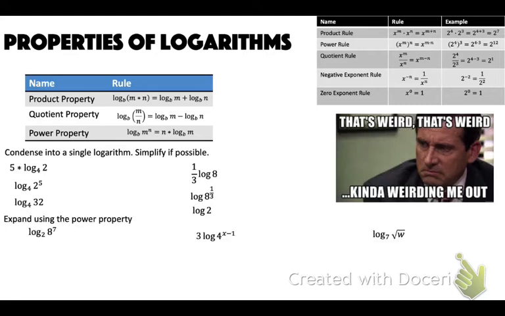Expanding these, if we have log base 2 of 8 to the 7th power, I'm just going to move that 7 out to the front. So that's going to be 7 log base 2 of 8.